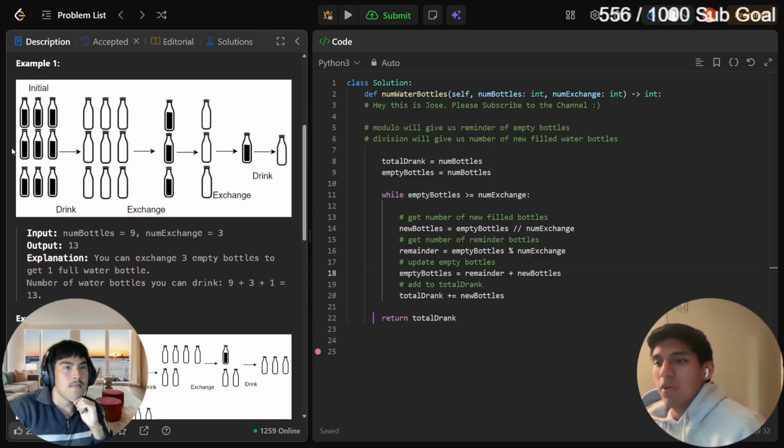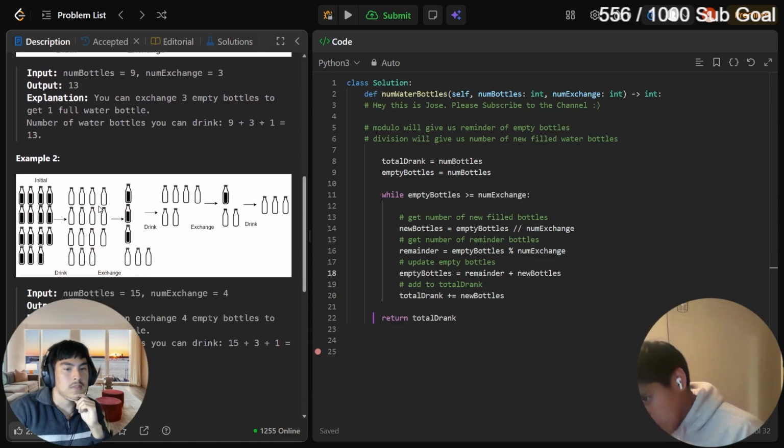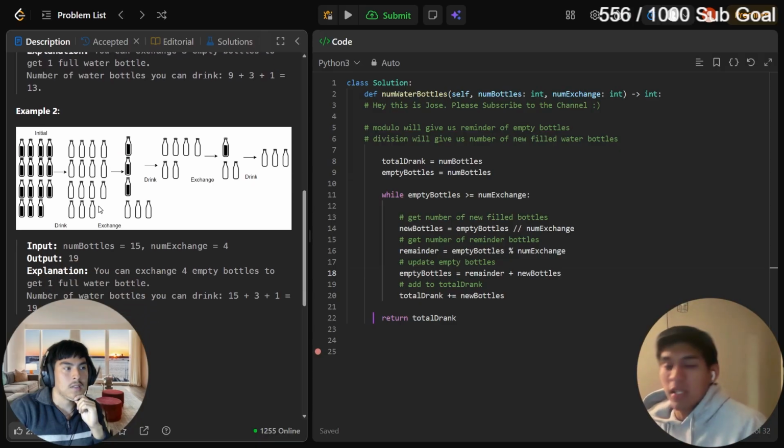Example 1, we got an input of numBottles 9, numExchange of 3, output 13. Explanation: you can exchange 3 empty water bottles to get one full water bottle. Number of water bottles you can drink: 9 plus 3 plus 1 equals 13. Example 2, we got an input of numBottles of 15, numExchange of 4. Output of 19. Explanation: you can exchange 4 empty bottles to get one full water bottle. Number of water bottles you can drink is 15 plus 3 plus 1, which equals 19.